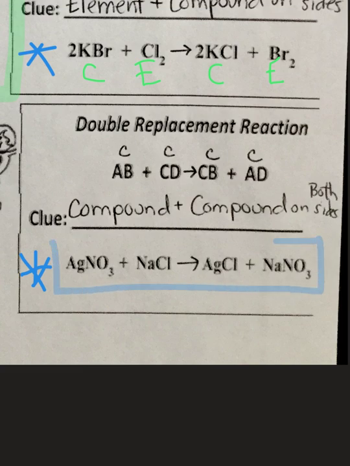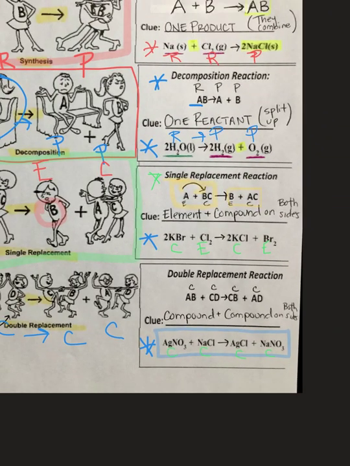So let's take a look at this equation right here and let's identify the compounds, because you will have two compounds on both sides, and that is how you're going to be able to tell that this is a double replacement reaction. Here's one compound plus this compound. Now after the arrow, here's one compound plus this compound. And that one is called double replacement.